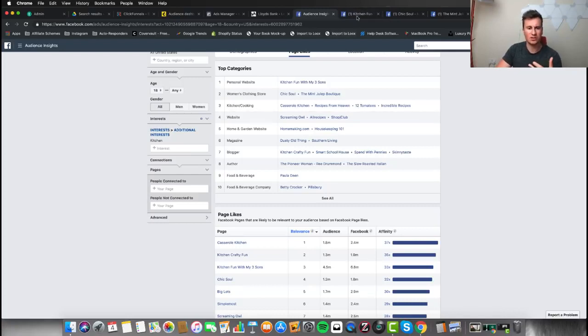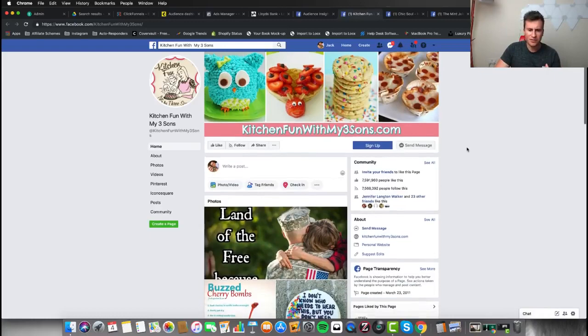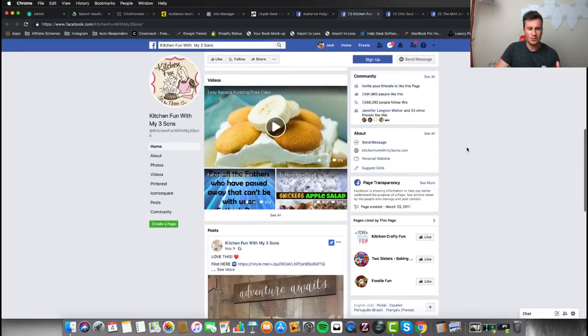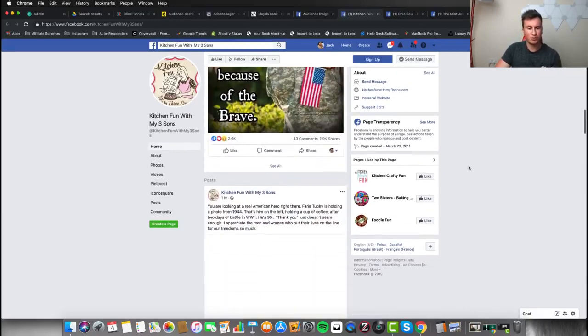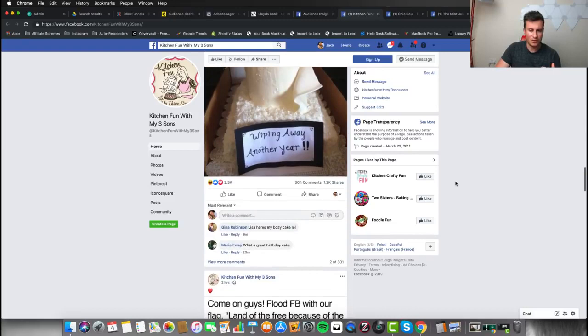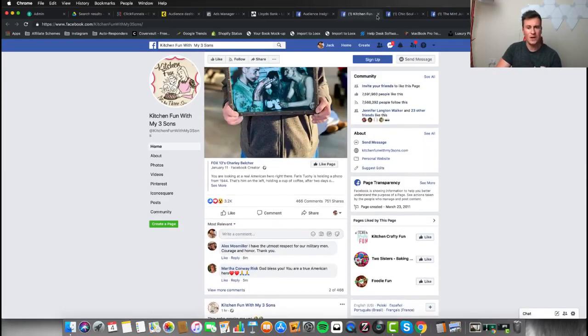But if we have a look at the top few pages, we have Kitchen Fun with My 3 Sons, which is kind of relatable. In fact, it looks like it's about different recipes and stuff, which is a good sign. That's pretty decent. If we look at the engagement as well, there's a ton of engagement on that post, pretty decent on that post as well. So this is actually a good page, potentially one we could delve deeper into solely.